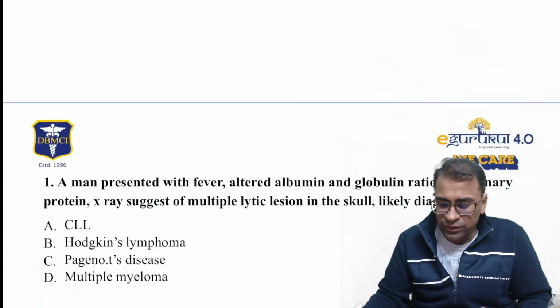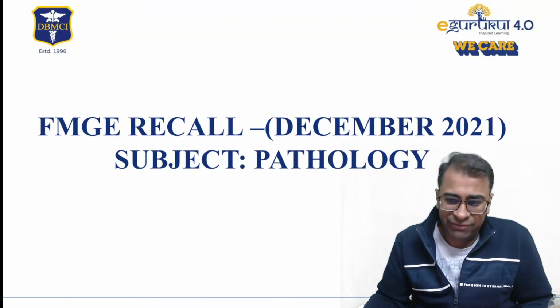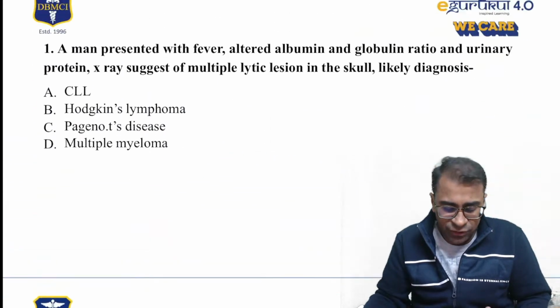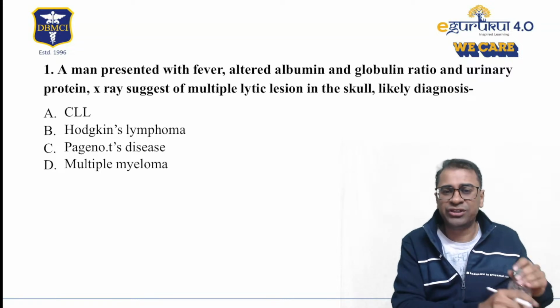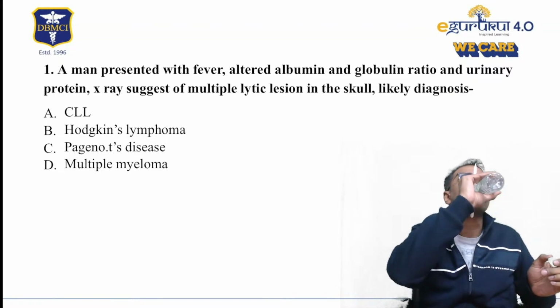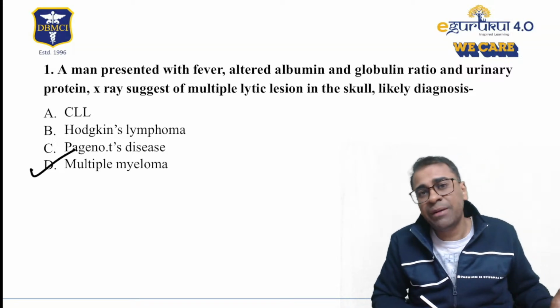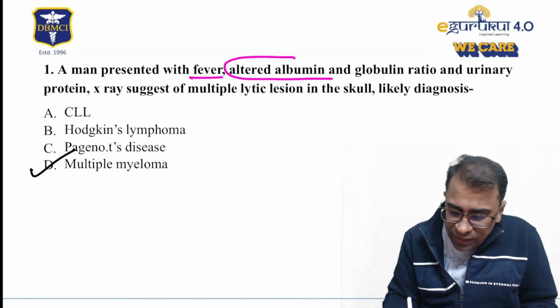So this is the first one. We now move to the December 2021 questions of the FMG. Okay, I hope you all are running fine. Let's move to the first one. A man presents with fever, altered albumin and globulin ratio, and urine protein, and X-ray shows multiple lytic lesions. What happened? The answer is multiple myeloma. Why? Look, there is fever, altered albumin globulin ratio.